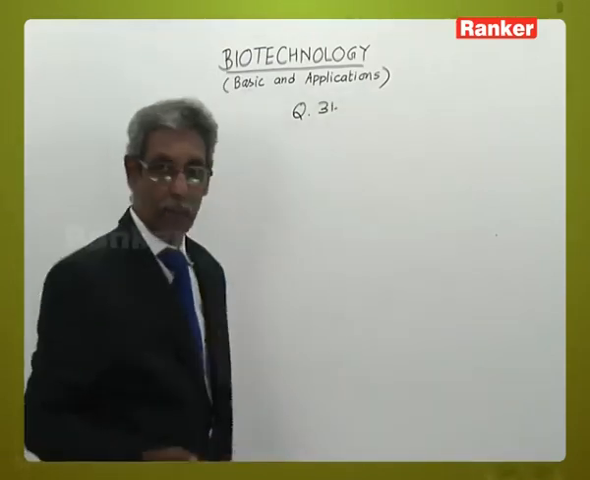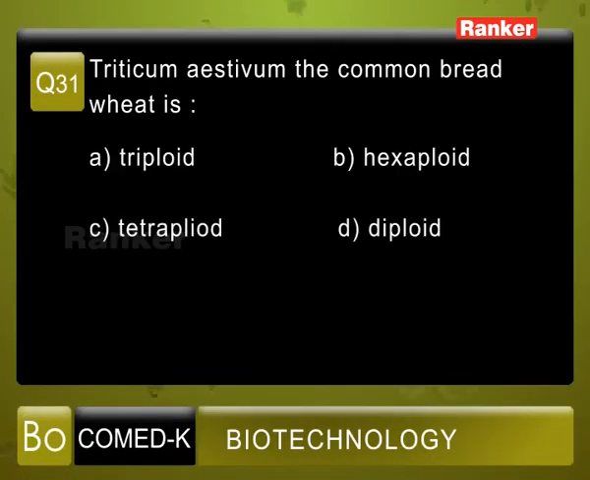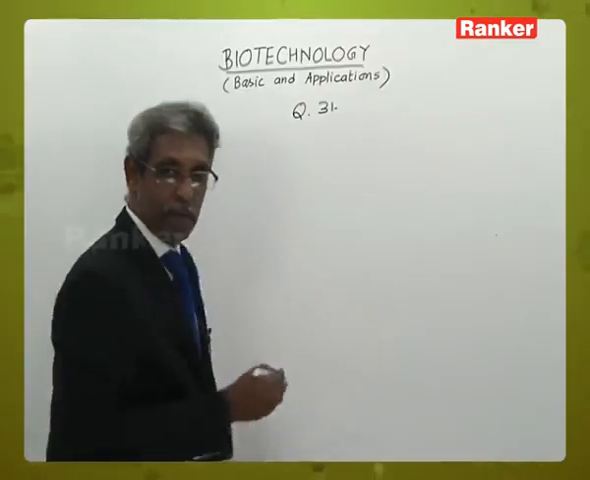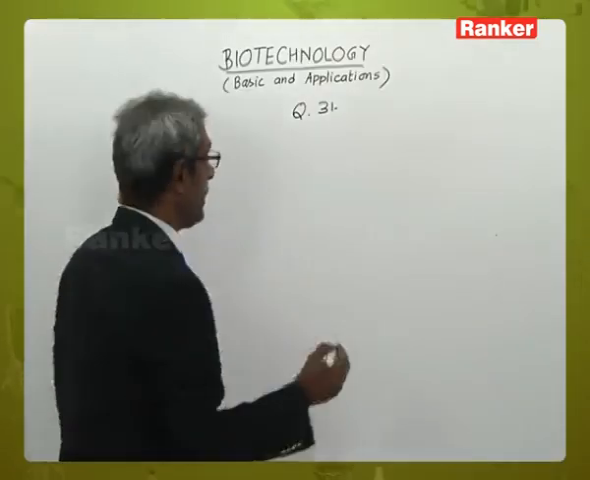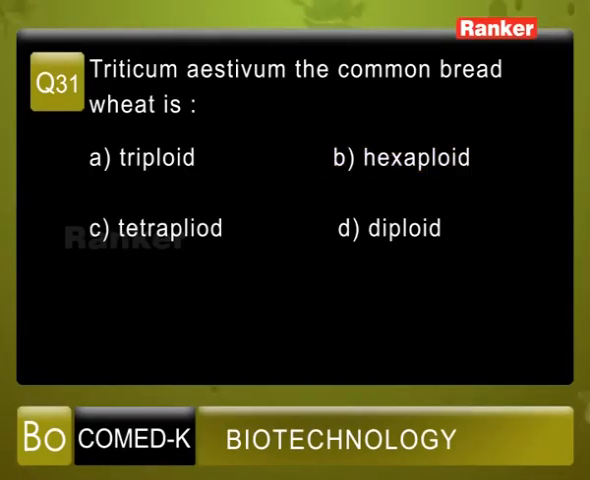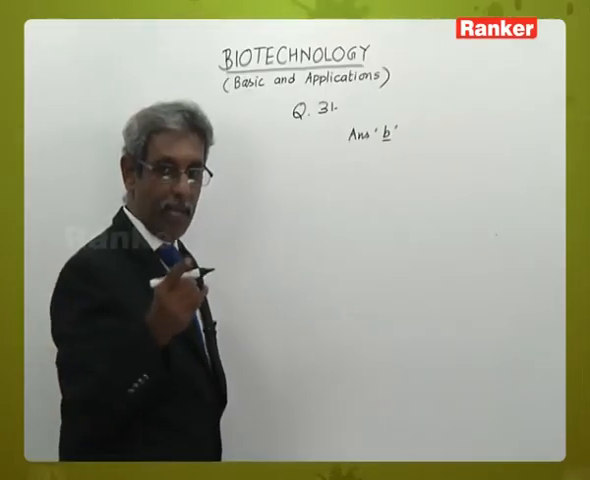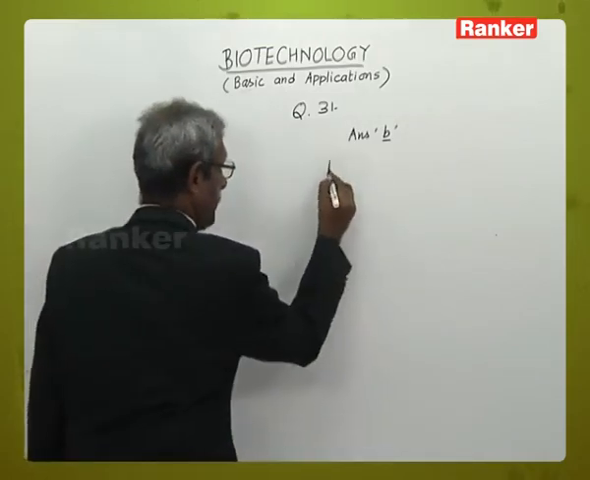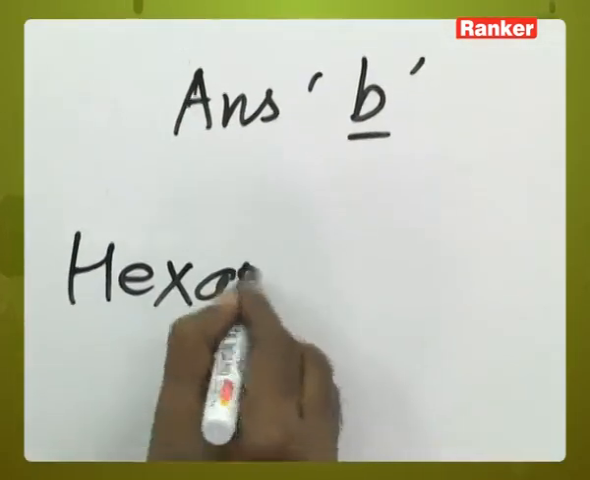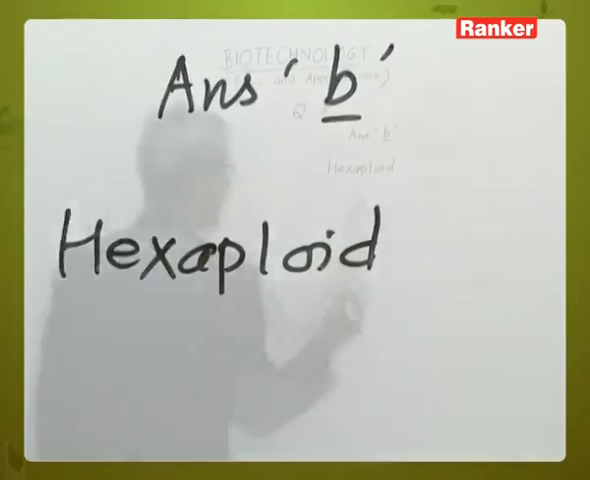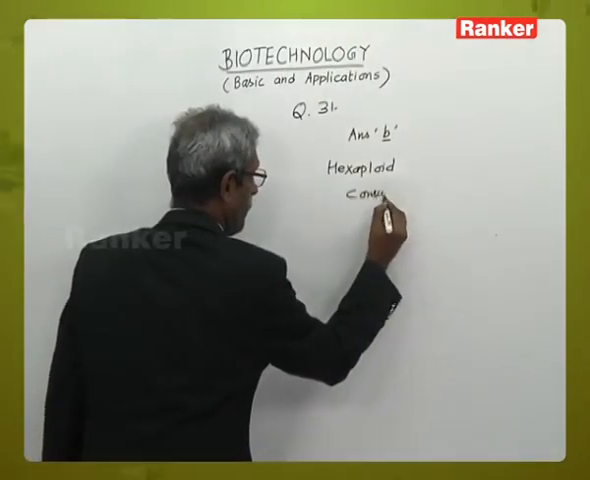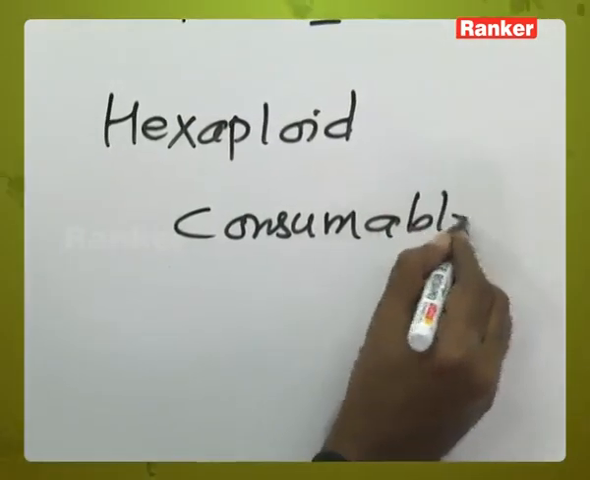Next is question number 31. Triticum aestivum, the common bread wheat, is a hexaploid. So already we know this. 31, answer is B. Common bread wheat, Triticum aestivum, is a hexaploid. So hexaploid wheats are consumable.